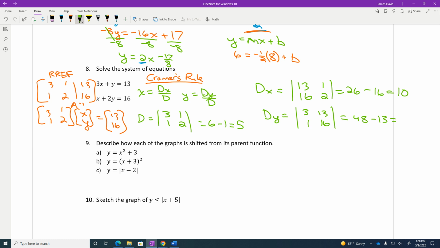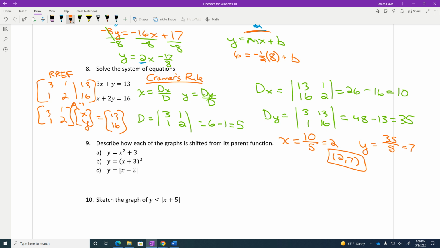Subtract and you get 35. And then you do x and y, so x is d sub x over d. D sub x is 10. D is 5, so that's 2. And y is d sub y, 35, over d, which is 5, so that's 7. So the answer then is 2, 7.